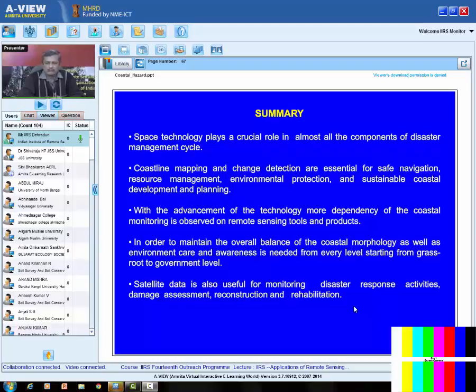Without remote sensing, it is very difficult to address all the issues in the coastal zone. In order to maintain the overall balance of the coastal morphology as well as the environment, care and awareness are needed at every level, starting from the grassroots to the government level. Satellite data is also useful for monitoring disaster response activities, damage assessment, reconstruction, and rehabilitation.